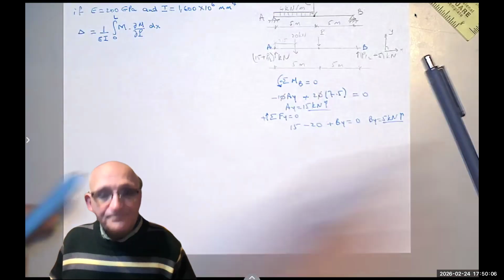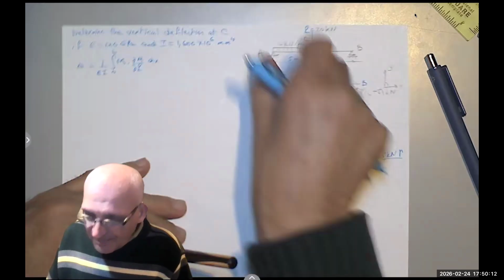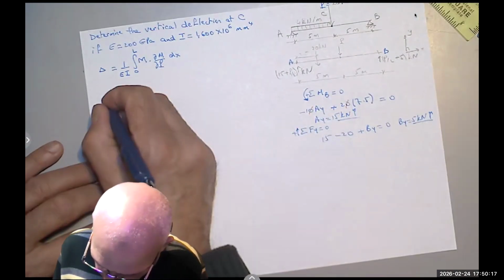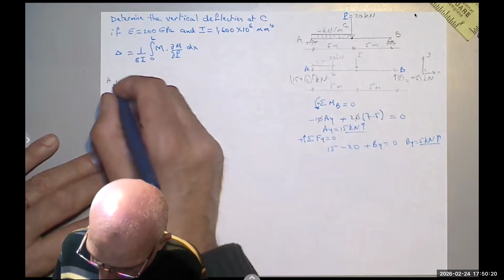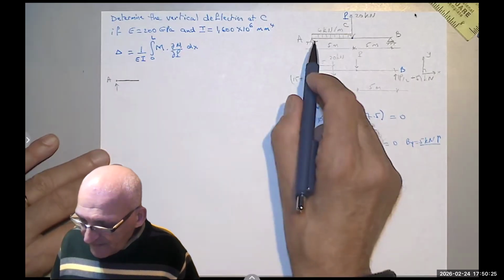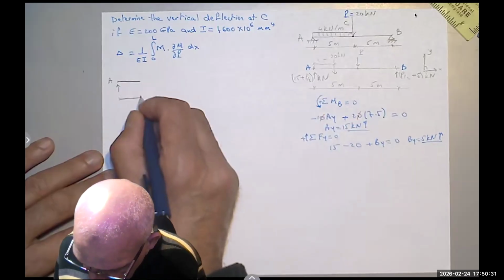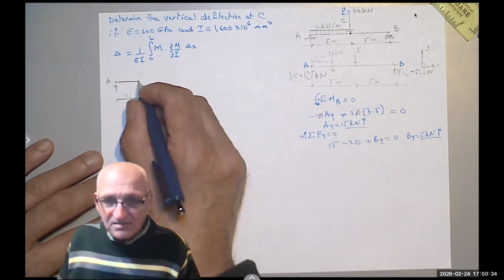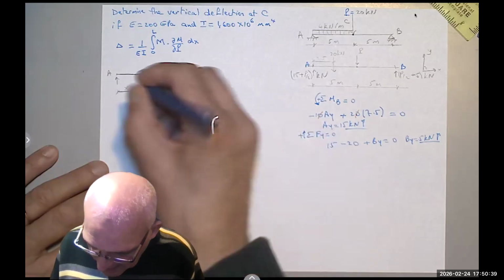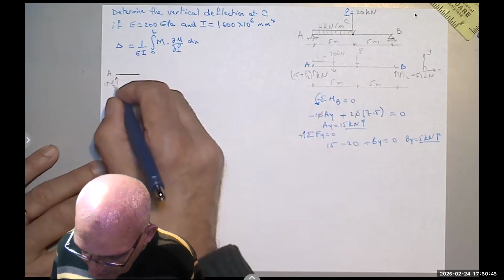I found them. So next we need an expression for the moment to the left of P and to the right of P. Let's call them M1 and M2. So if this point is A, I have a reaction going up. If that distance is x1, any point here, I can call it x1, then the reaction is 15 plus P over 2.